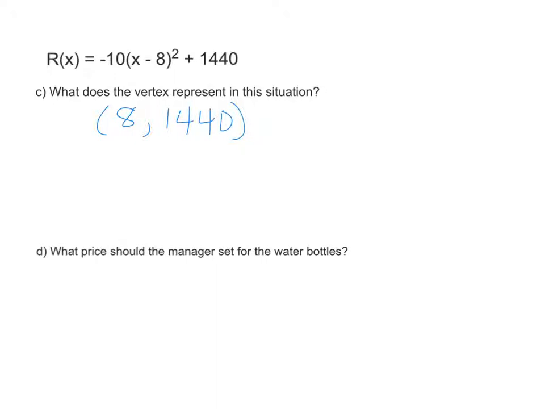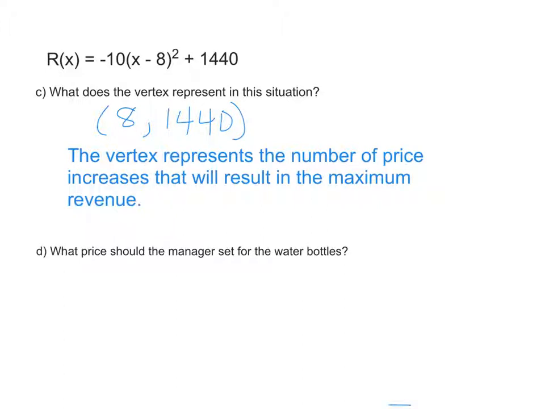What does the other number represent? Revenue, right? Because remember, the equation was r equals negative 10x squared, and so on. The first value is the x value, the second value is the r value. So really what it represents is the number of price increases that will result in the maximum revenue. The vertex represents the number of price increases that will result in the maximum revenue. How do we know that that's the maximum?